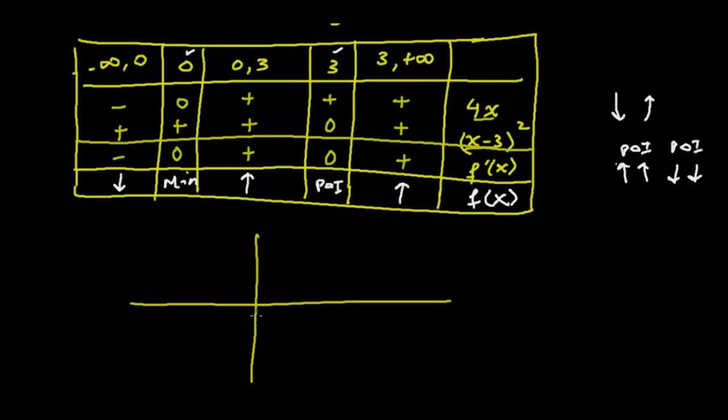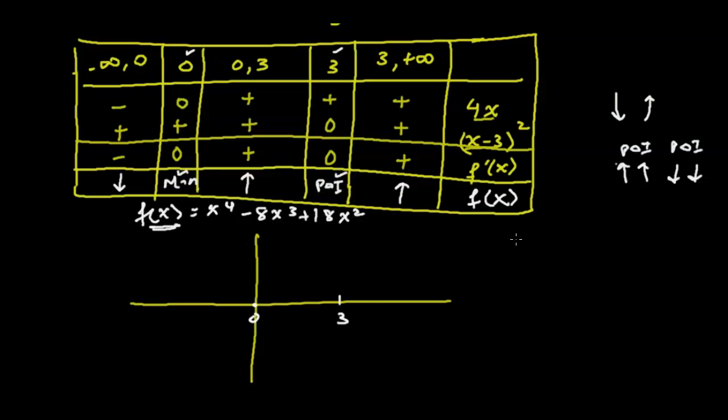When we use this table to make the graph of the function, we would first plot these points, that is 0 and 3. Now, in this particular example, since we're given the function equation, that was f(x) equals x to the power 4 minus 8x cubed plus 18x squared, we can always find the y value when x is 0 and x is 3, so that we can have our exact point of minima and point of inflection.